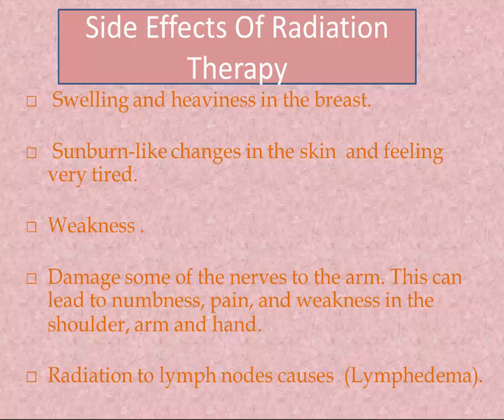Side effects of radiation therapy: swelling and heaviness in the breast. Sunburn-like changes in the skin and feeling very tired. Weakness. Damage to some of the nerves to the arm. This can lead to numbness, pain, and weakness in the shoulder, arm and hand. Radiation to lymph nodes causes lymphedema.